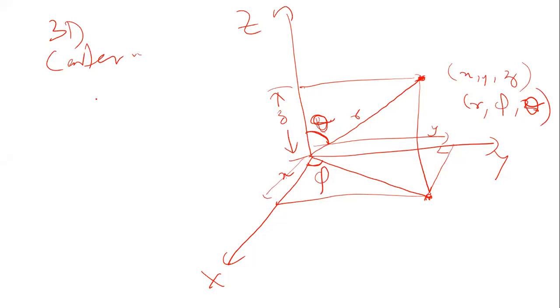Now, what are the limits of this coordinate variable? r is a measure of the distance from the origin. r can go from 0 to infinity. This is the limit you can choose. And in order to identify any point in this three-dimensional space, you have to extend up to infinity, right?